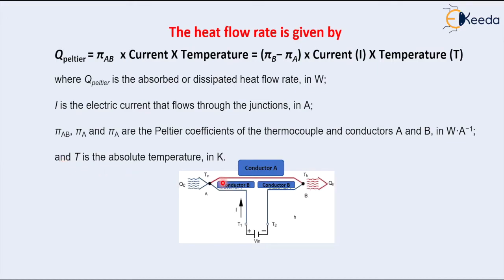You see here, suppose this is conductor A and this is conductor B. Both the conductors are connected and through these conductors current is flowing. Suppose this junction is at cold temperature Tc, and this is at temperature Th. So this is at higher temperature and this is at lower temperature. So from this, heat will be generated and at this, heat will be absorbed. This is the Peltier effect.